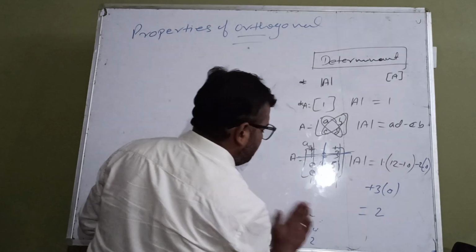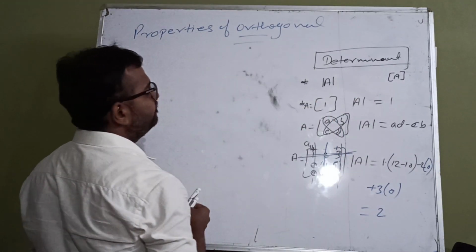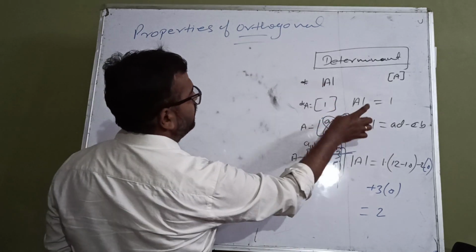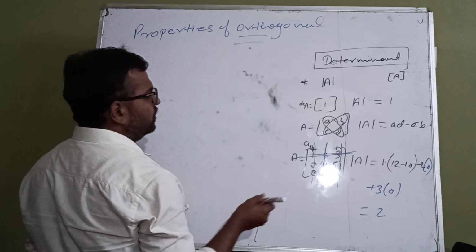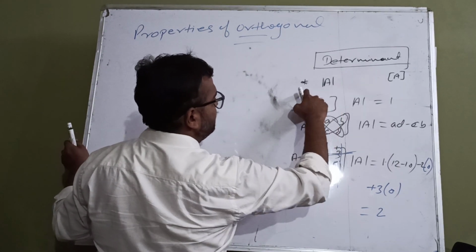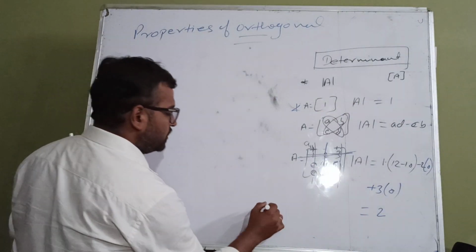In a quick manner, we have discussed how to find the determinant value of a square matrix of order 1, order 2, or order 3. So the 2 points you have to just keep in your mind. If A is a square matrix, then the determinant is denoted by this one, and this is the way to solve the determinant value. Third point.